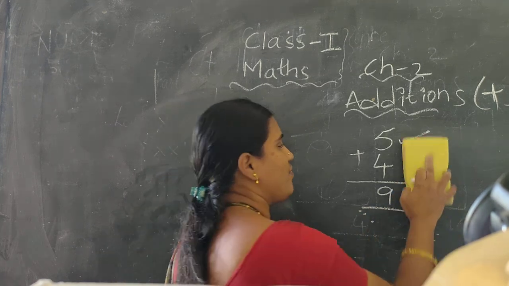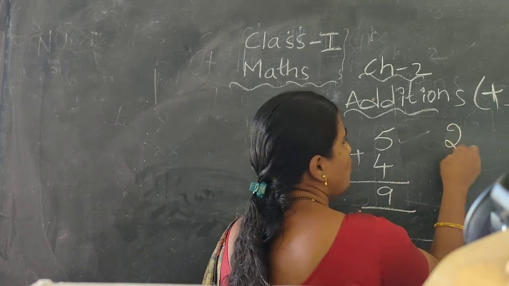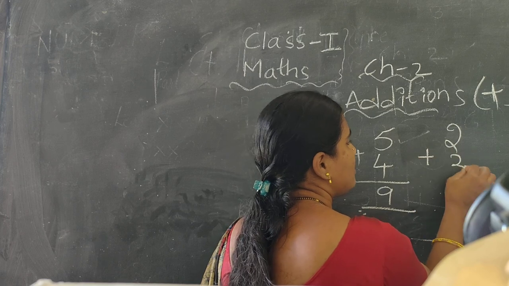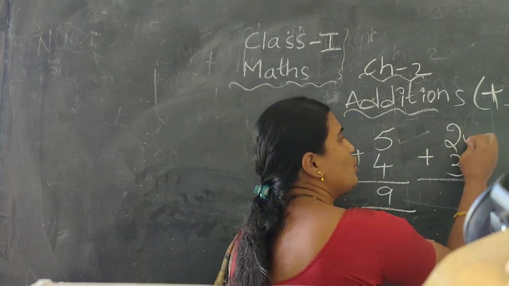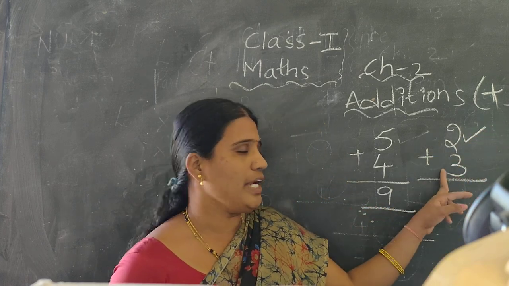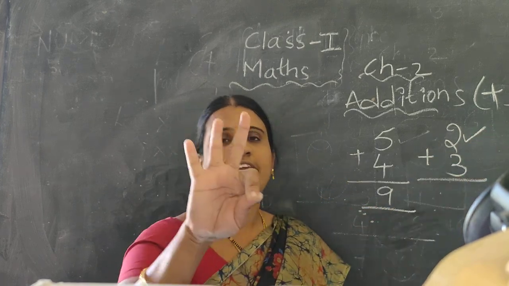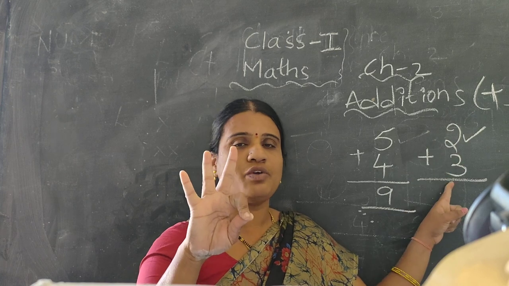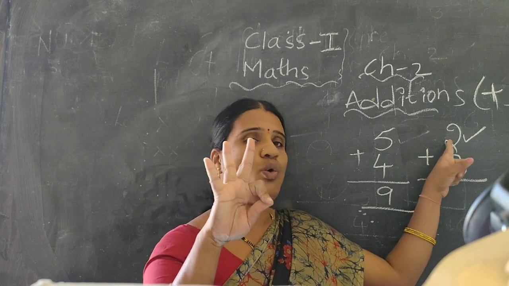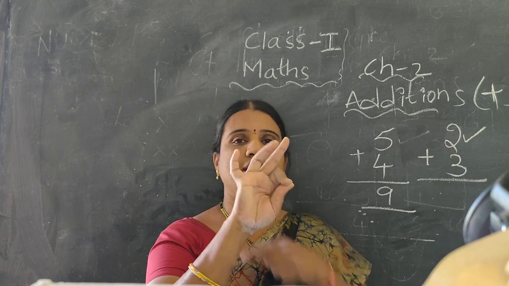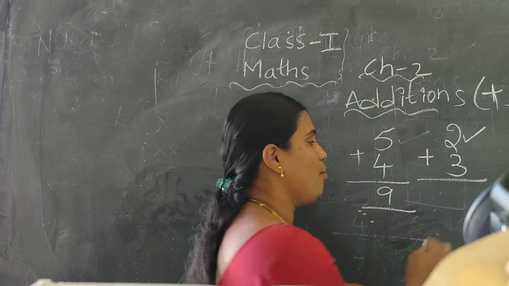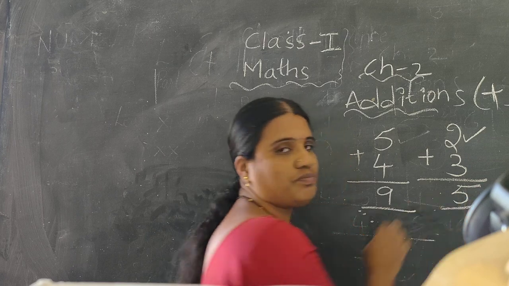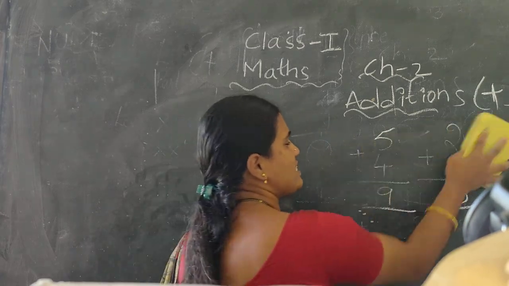In the same way, 2 plus 3. Here what is the first number? 2. After 2, how many numbers do you have to count? 3. So after 2, which numbers will come? 3, 4, 5. So total how many are there? 5. Okay. Next again, see one more.